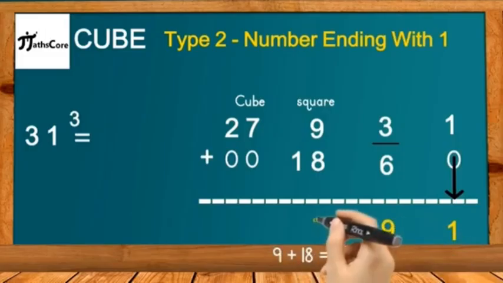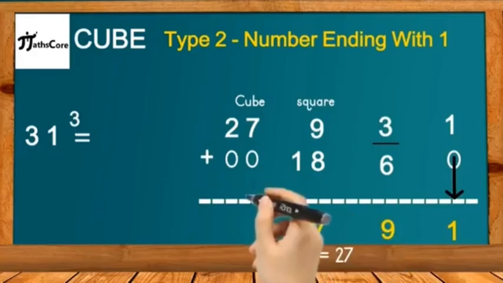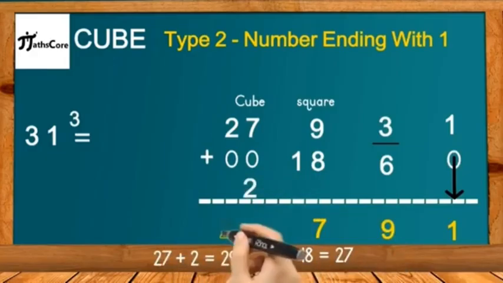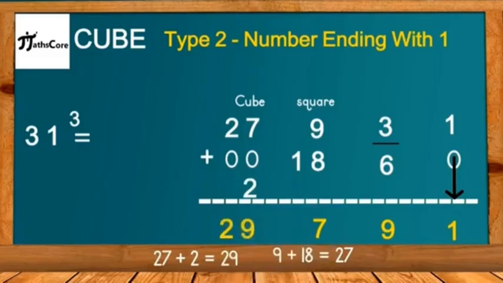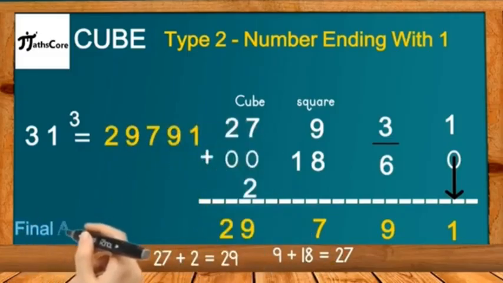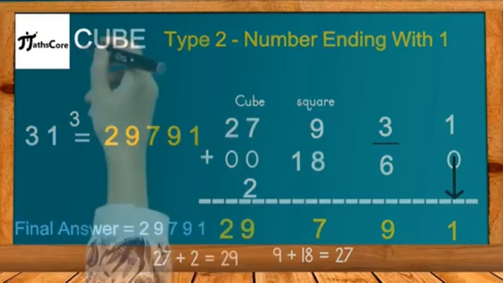Next is 9 plus 18 is 27. So 7 we will write in the answer and 2 we will take as a carry. At the first place, 27 plus 2 is there, so it is 29. So in this way you got the answer 29,791, which is the cube of 31.